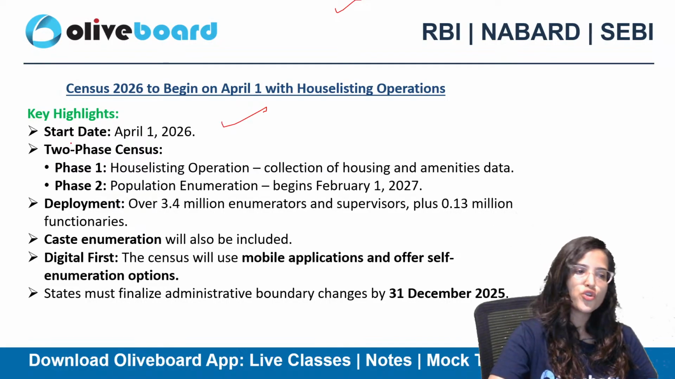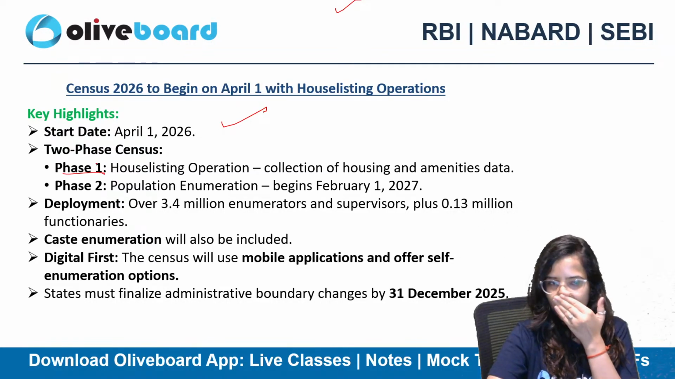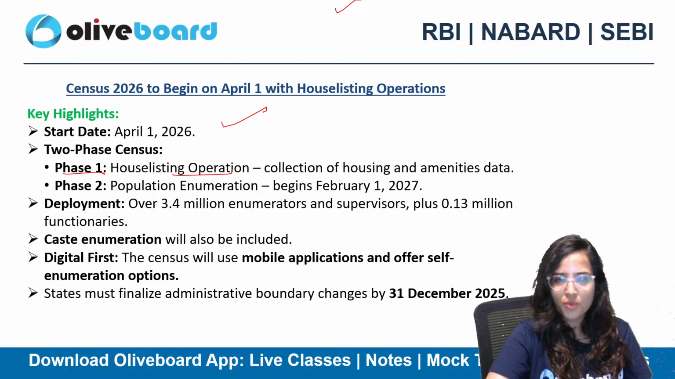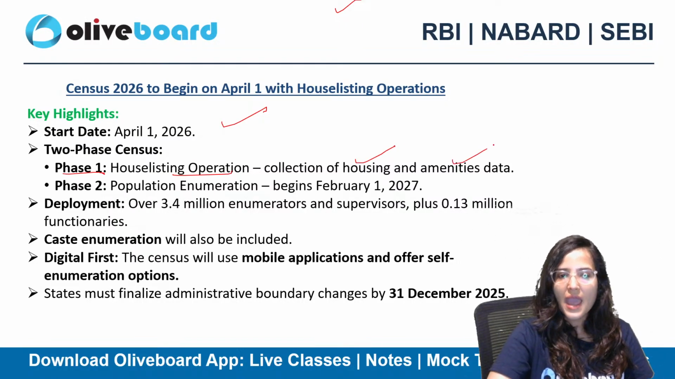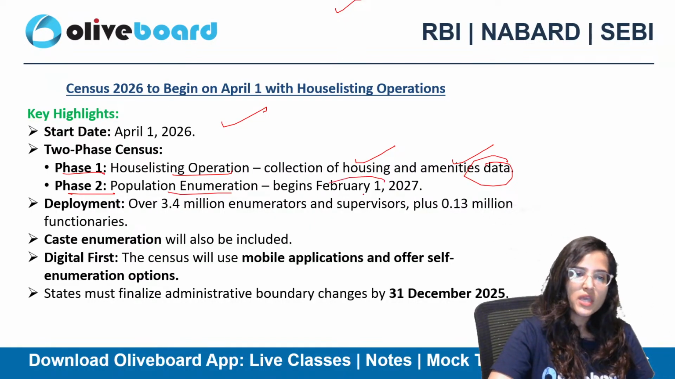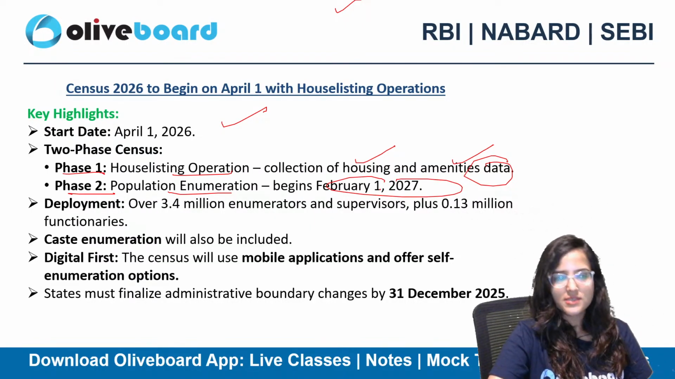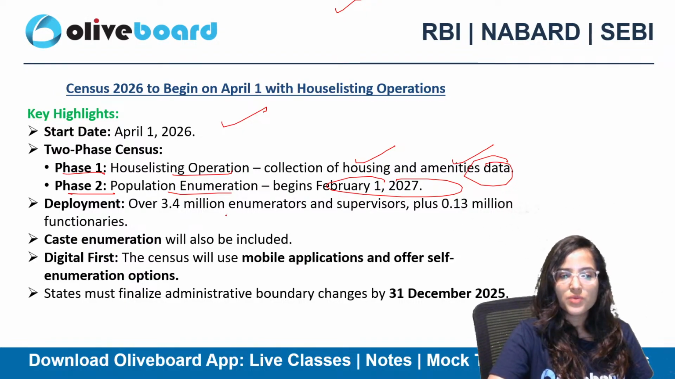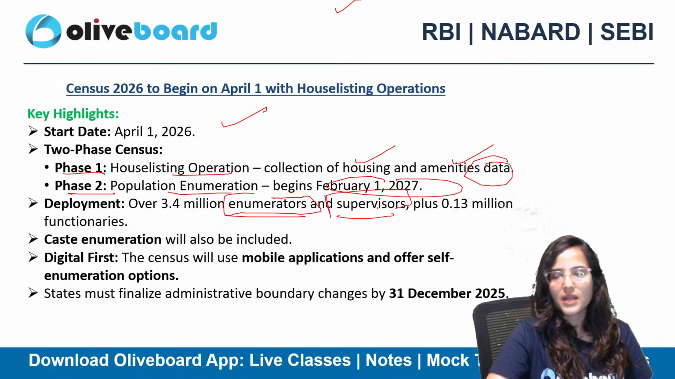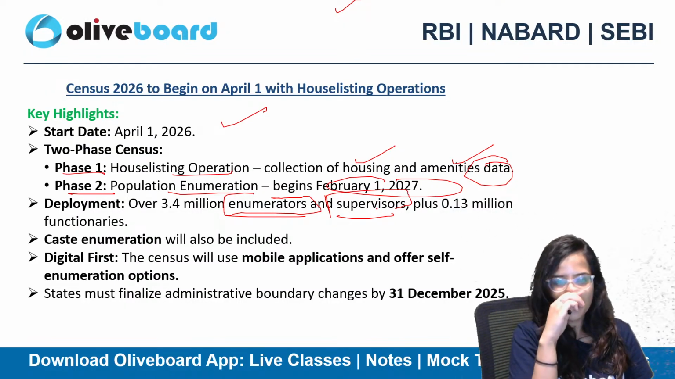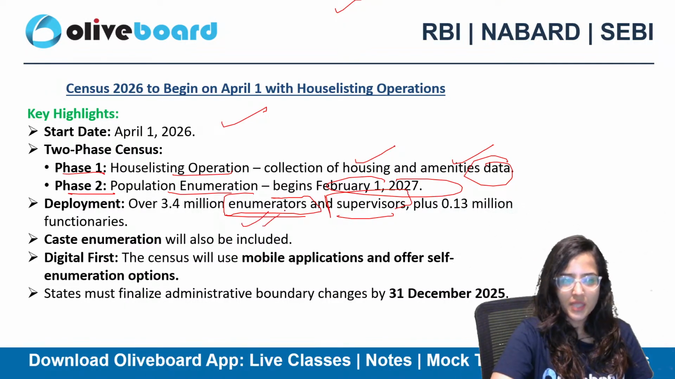Now the census is going to be conducted in two phases. Okay? The first phase is house listing operation, collecting of housing and amenities data, first of all. Second phase is going to be population enumeration, which is going to begin on 1st February 2027. Fine. There are over 3.4 million enumerators and supervisors who are going to conduct the surveys, plus 0.13 million functionaries are going to be there.